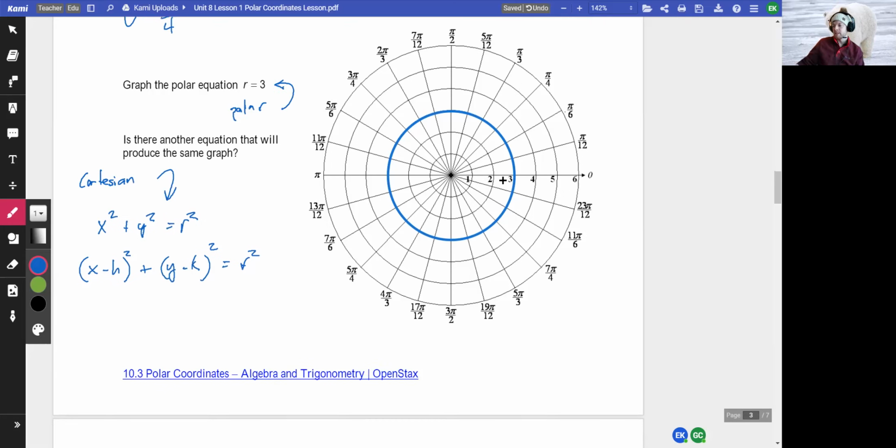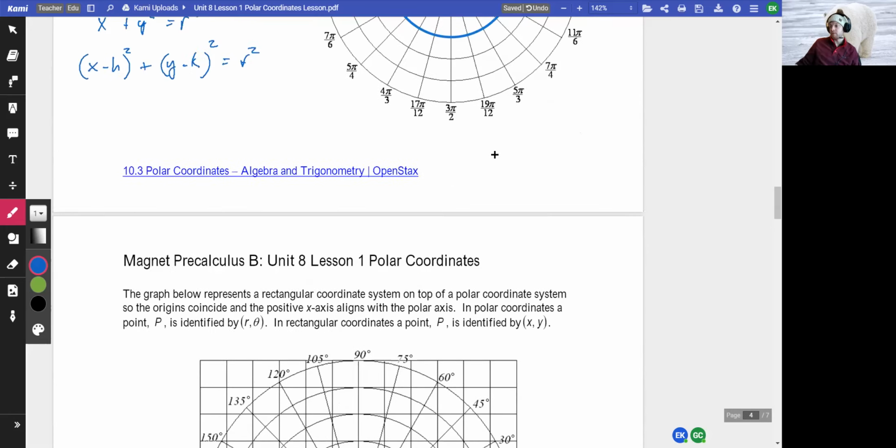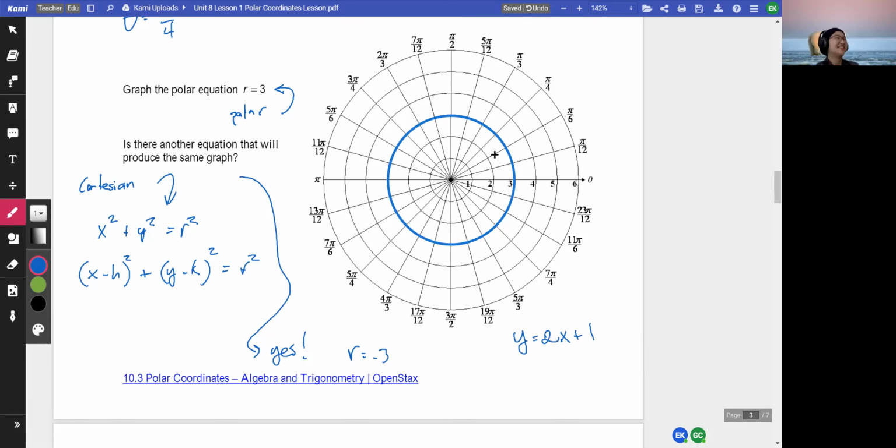Okay, let's proceed. Could we also describe this circle as r equals negative 3? Absolutely. We forgot to answer that question. Is there another equation that will produce the same graph? Yes. r equals negative 3. I think that's the only other one, though. You could do r equals 3 plus 7 minus 7. Well, then my whole theory that you can't do this in Cartesian kind of falls apart. Yep. I'm just saying. Not wrong.